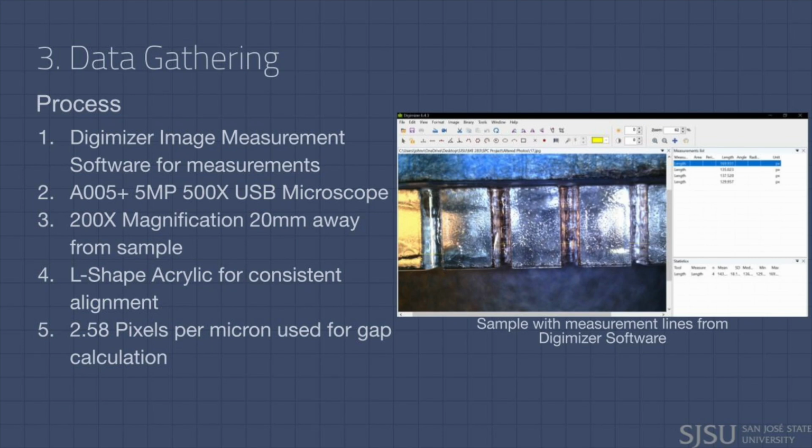We created an L-shaped acrylic part that would be used as a jig for alignment with the camera through all of our iterations. It was found through some analysis that with this given distance to the microscope as well as its magnification, there would be 2.58 pixels per micron.